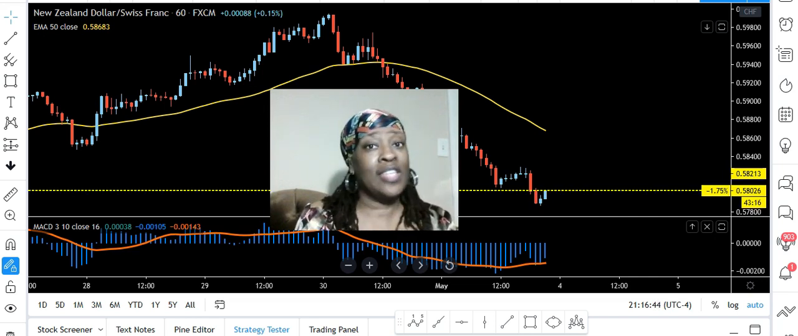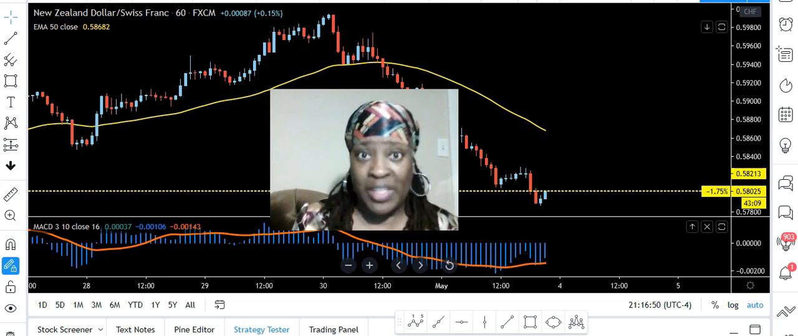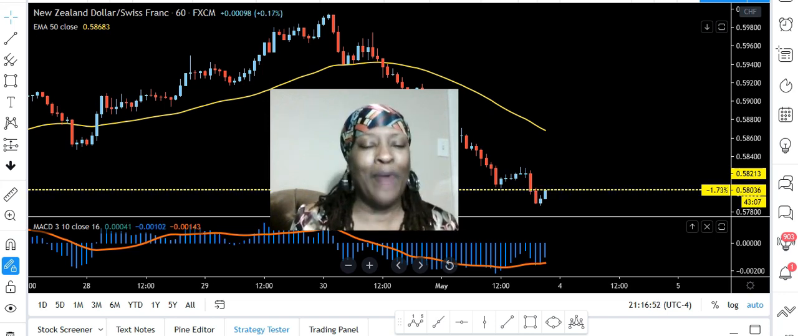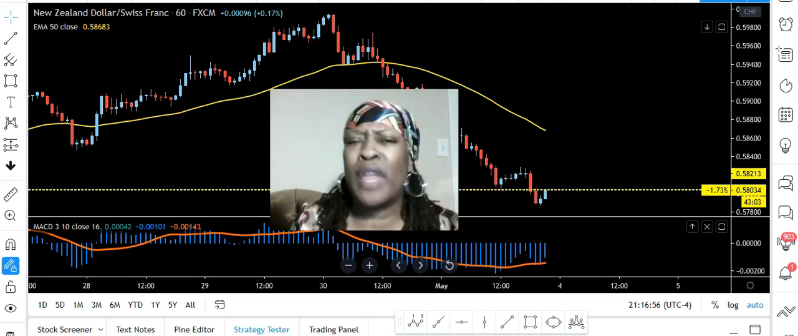Now, let me just say this. There are several ways utilizing the triple arrow system that will aid you and guide you into re-entry positions. Today, I'm just talking about the triple arrow system. So, without further ado, we're going to get started. But before we do that, let me just say this.